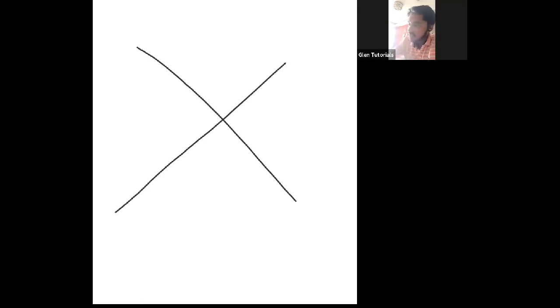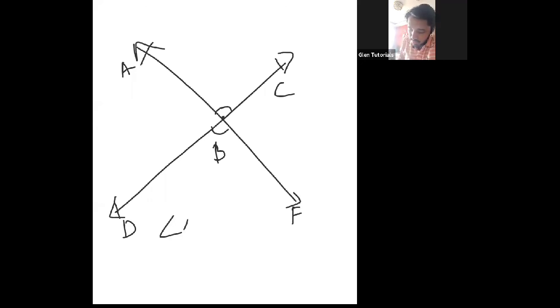Now those opposite angles formed by two intersecting lines. What is the meaning of this? Opposite angles formed by two intersecting lines. So suppose I name these as A, B, C, D, F. Okay. So which angle is congruent to which angle? If both these lines are intersect at point B, so angle ABC is congruent to which angle?